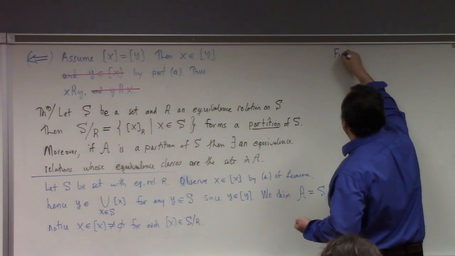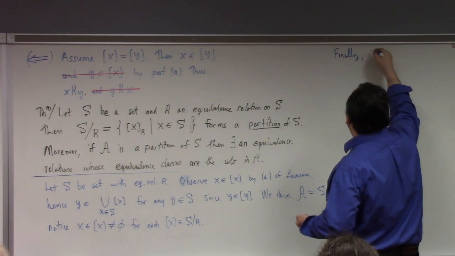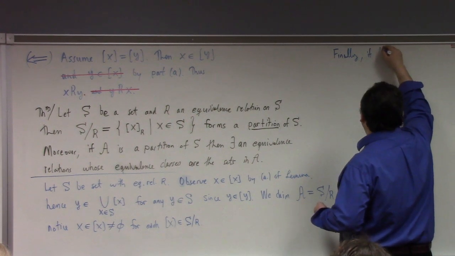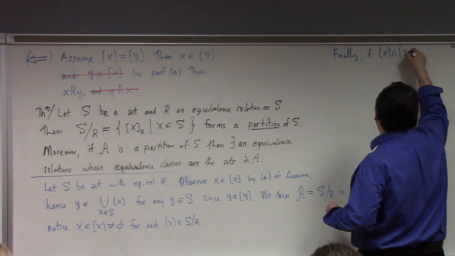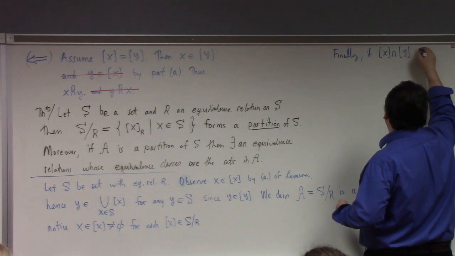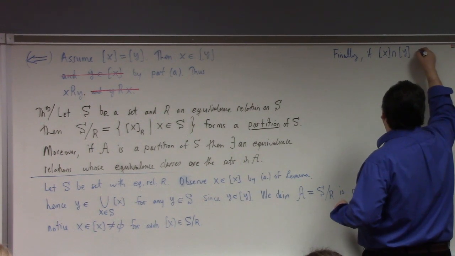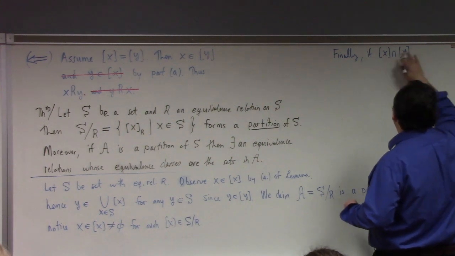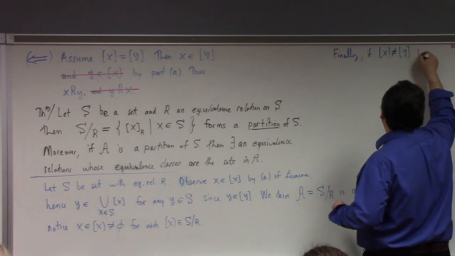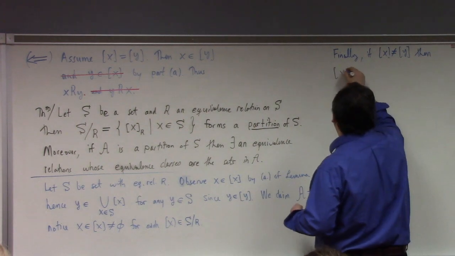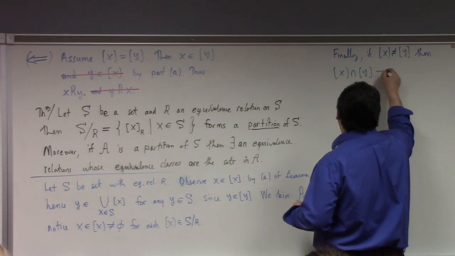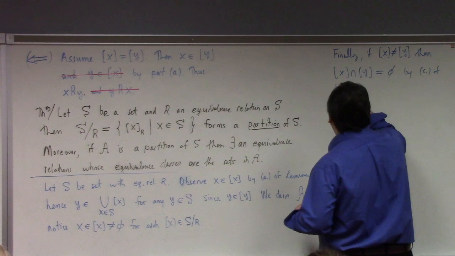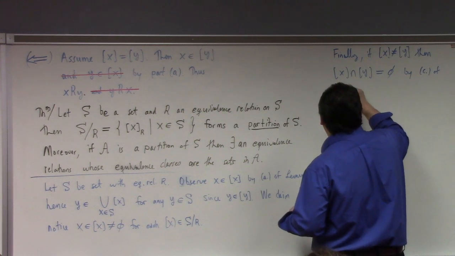And what's the last sticking point here? If x is not equal to y, then the intersection of their equivalence classes is the empty set by part C of the lemma, also known as your homework.